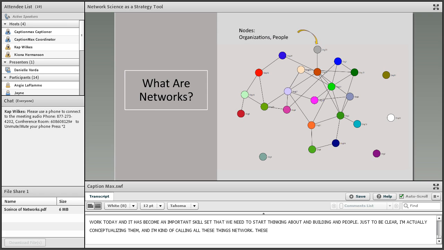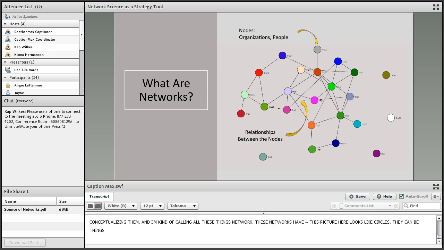And these networks have nodes, which in this picture here look like circles. And those can be organizations or people. They can be things and ideas if you're really looking at big systems. And what we're interested in not only are the characteristics of those nodes, but the relationships between them. So these lines represent some way that the nodes are connected.